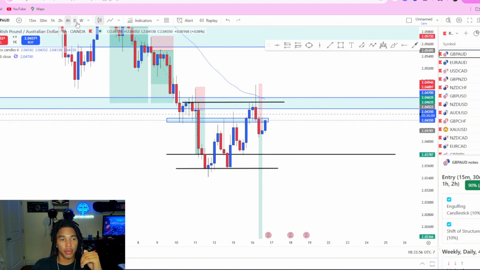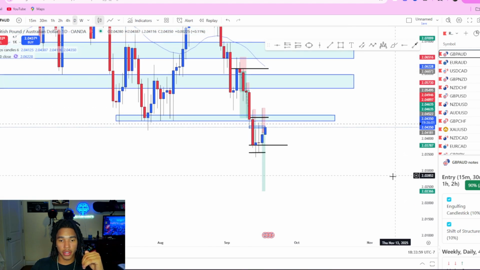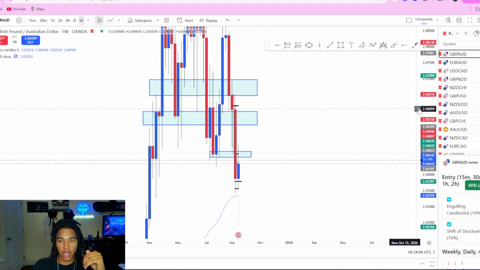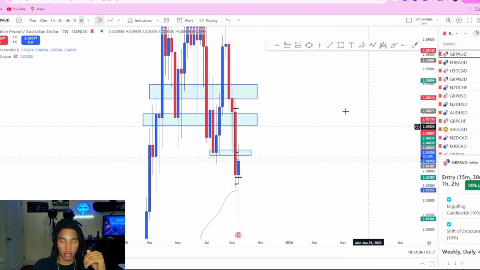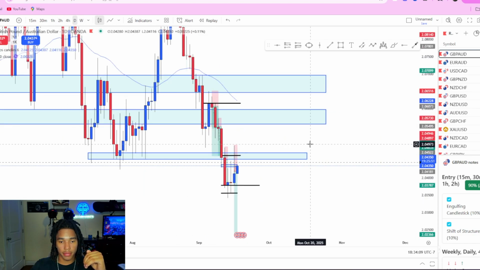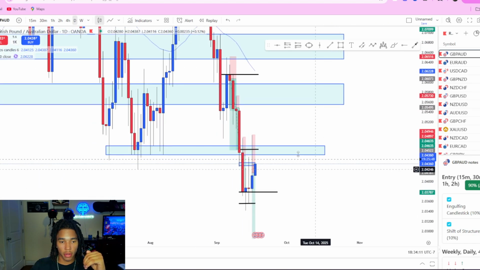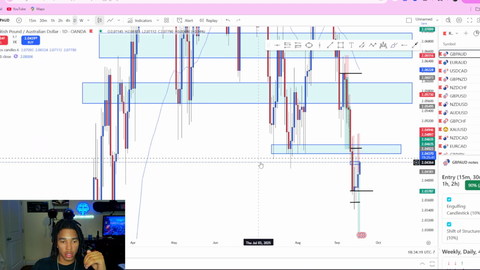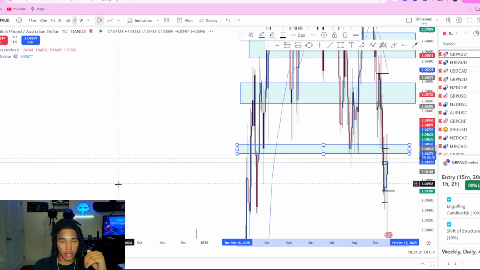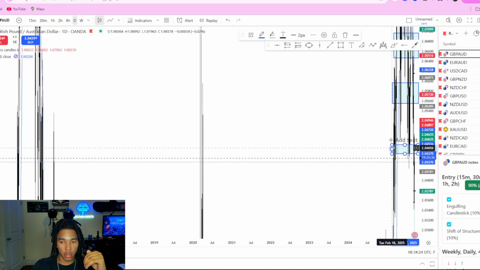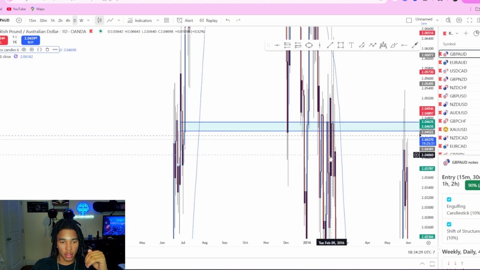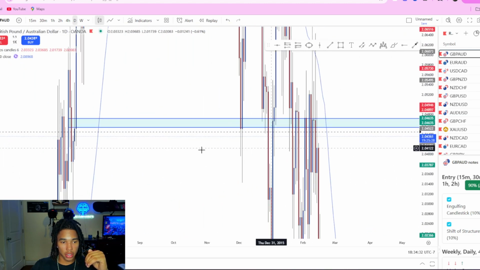Our next thing to do, what do we do? We find an area of interest in the daily or the weekly. On the weekly, we don't have much structure in this area, so I'm going to go down to the daily. And we can see we have one tap right here, two taps. What do we have over here? I usually don't go this far, but we have some rejection over here too.